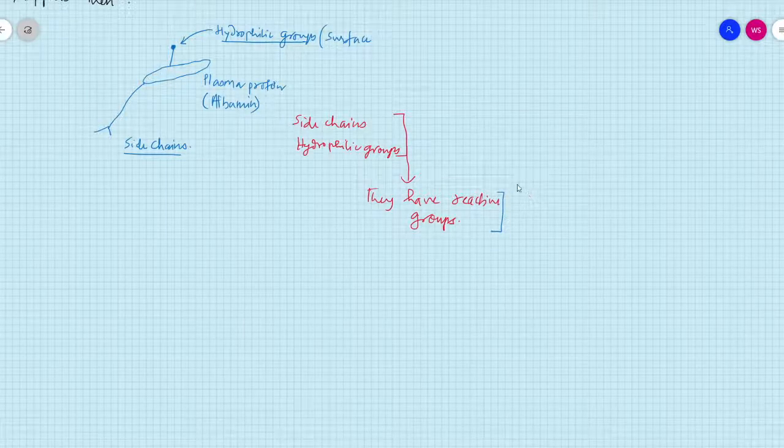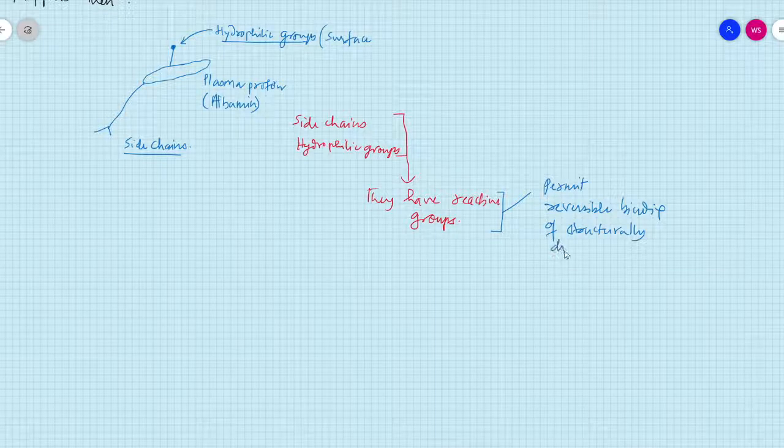These reactive groups permit reversible binding of structurally diverse small molecules. So these reactive groups permit the reversible binding of structurally diverse small molecules.